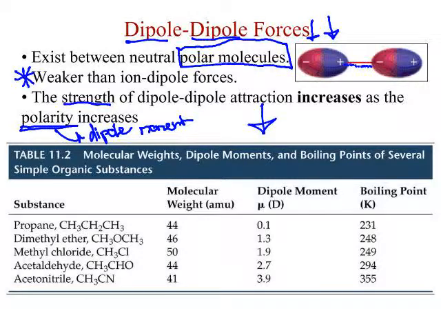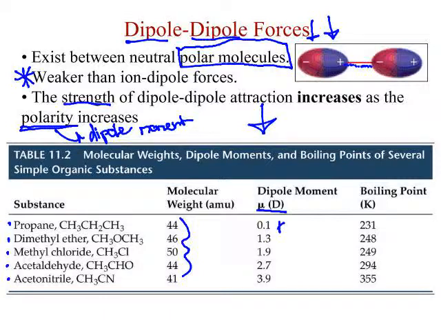This is out of a different book than yours. It's out of the Brown and LeMay textbook, but I appropriated it. What we have here is a series of molecules: propane, dimethyl ether, methyl chloride, acetaldehyde, and acetonitrile. And these all have molecular weights in about the same range. We have the dipole moment in this column. The dipole moment measures the polarity. Again, the higher the number, the more polar the molecule is.